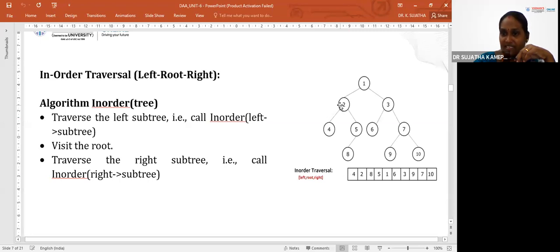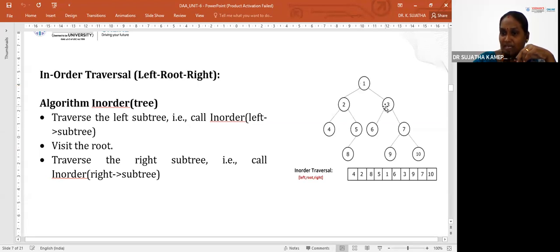Then 2 is visited. And coming to 2, the right child is 5, so the right child cannot be visited first. If it has a left child, its left child is visited first. So 8 is visited, then 5 is visited, and then 1 is visited.